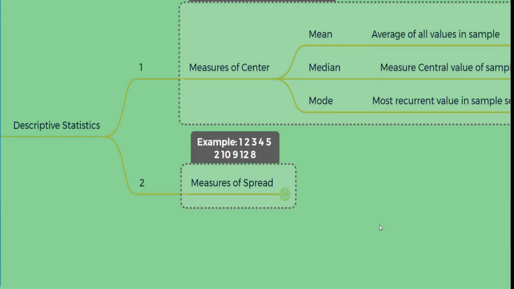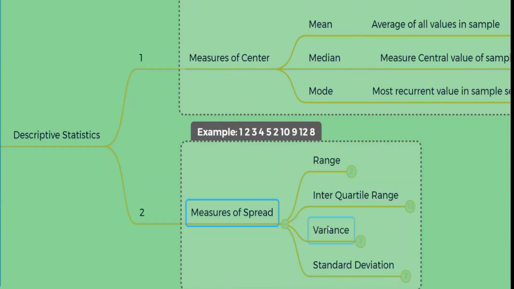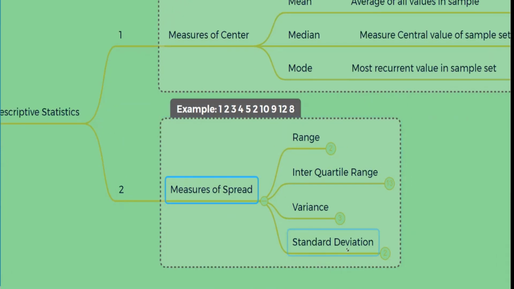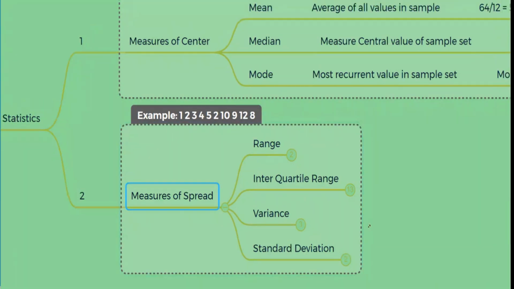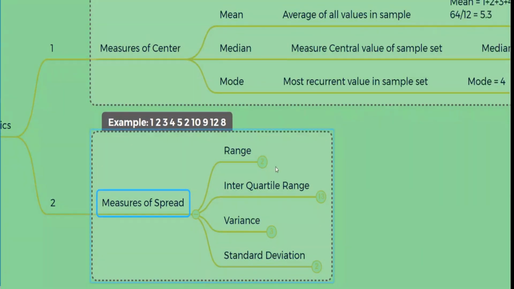We have seen measures of center. Now we will see measures of spread, that is, how our data can be spread. Here we have 4 different ways. First is the range, then the interquartile range, then variance, and finally standard deviation. First we will go for the range.